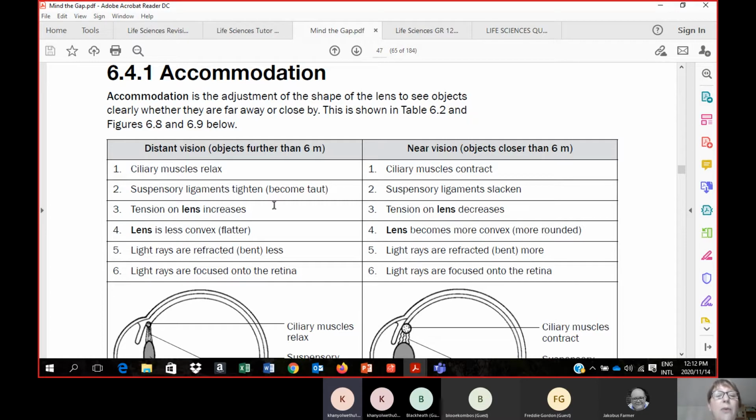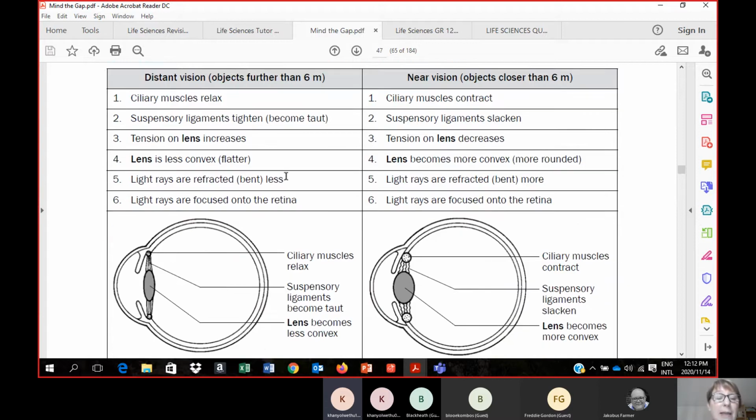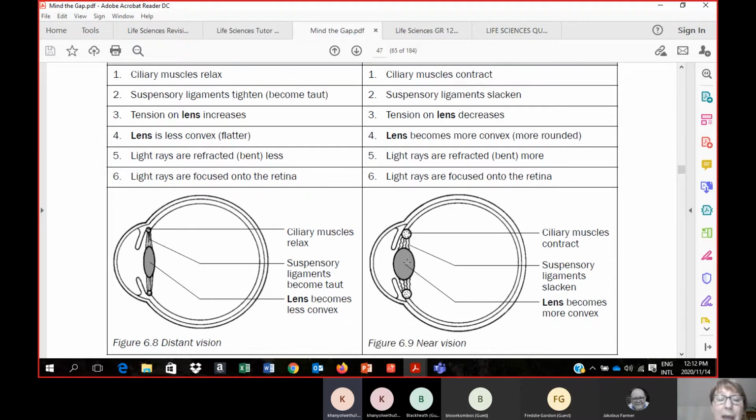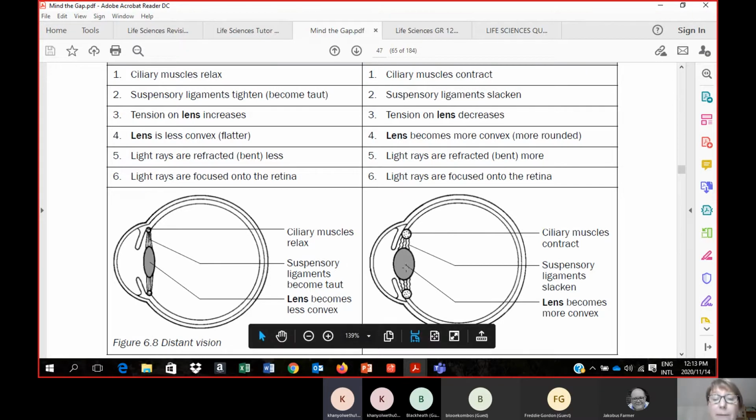Now, accommodation, really, it says over here, this is the definition, it is the adjustment of the shape of the lens to see objects clearly, whether they are far away or close by. All right, so it really has to do with the changing of the shape of the lens. Here you can see, if you look at this diagram on the left and the one on the right, the lens has got a different shape. Here it's sort of thin and flat, and here it's round and fat.